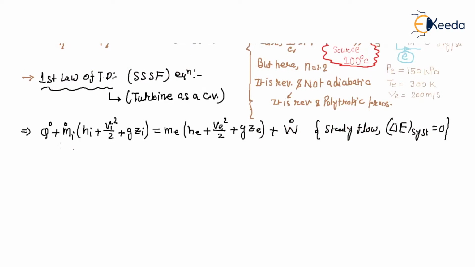So mi is equal to me, plus work transfer. We can neglect the change in kinetic energy and potential energy. No, the exit kinetic energy is there, so this is very important. Exit kinetic energy is there, right? The inlet is not given, so it is approximately 0. Put 0. Change in potential energy is 0, but it is given.